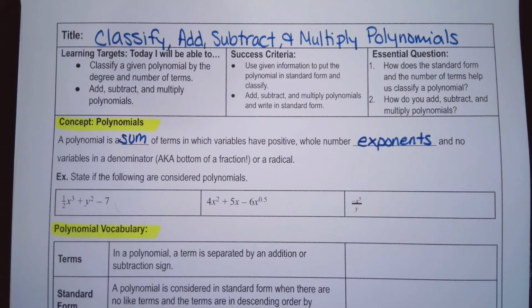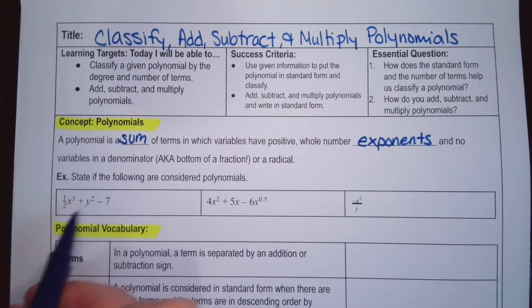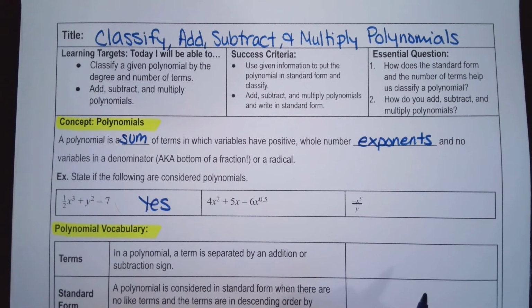So our first example is I have 3 quote-unquote polynomials, and I just want to state if they actually are a polynomial or not. Again, you want to look for whole number and positive exponents, no variables in a denominator, and no variables in a radical. This first one, we have 1/2 x cubed plus y squared minus 7. My exponents are 3 and 2, and those are positive whole numbers. The only thing in a denominator is a 2, not a variable, so that's good, and I see no radicals. So we would say yes, this first one is a polynomial.